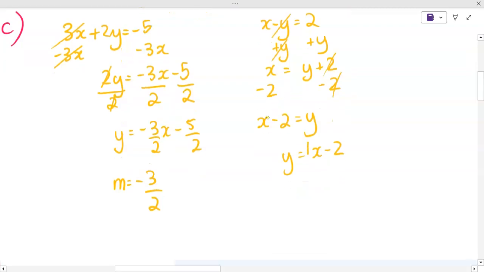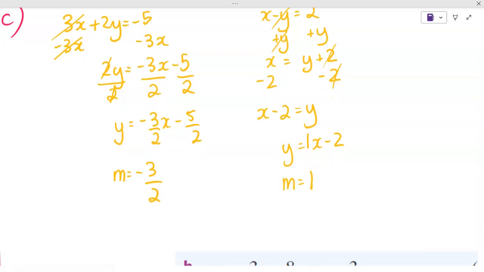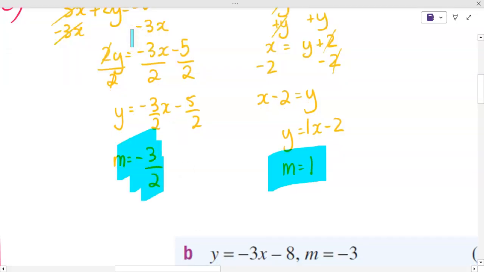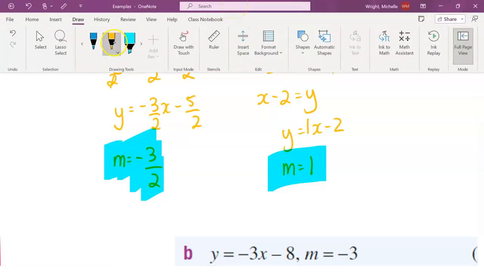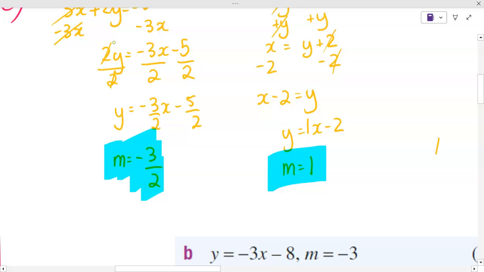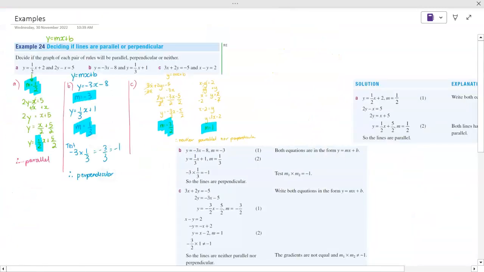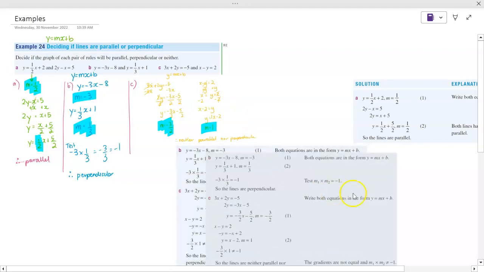Now that's basically saying there's a 1 out the front of there. So my m is equal to 1. So they're my two gradients of my two lines, this one here and this one here. Now if you look at that, they don't equal, so they're not parallel, but they are also not going to multiply to get me minus 1. So therefore, they're neither parallel nor perpendicular. So they're a good example of neither. So that will give you some work where you can actually now understand how to test for perpendicular and parallel.